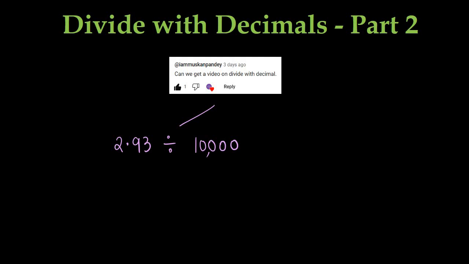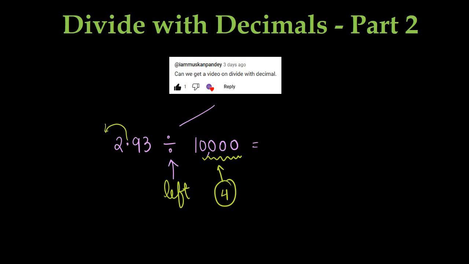As we know, we have 2.93 right now and we are dividing it, so the answer would be smaller. Also, when we divide, my point would move to the left to make the resulting number smaller. How many digits? Four zeros means 4 digits. So how would it move?